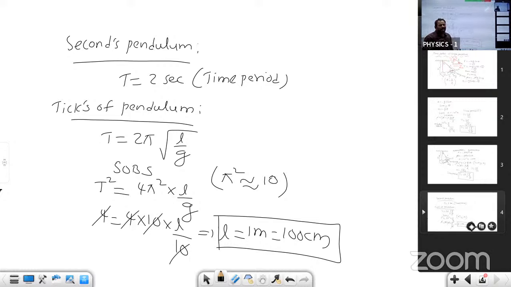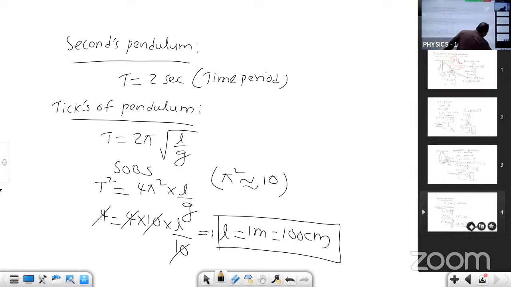In intermediate, every MPC and BPC student does the simple pendulum practical. What is the length of the simple pendulum? Maximum we take 1 meter. The reason is this: more than 1 meter, nothing will happen. So what is the length of the seconds pendulum? 100 centimeter.